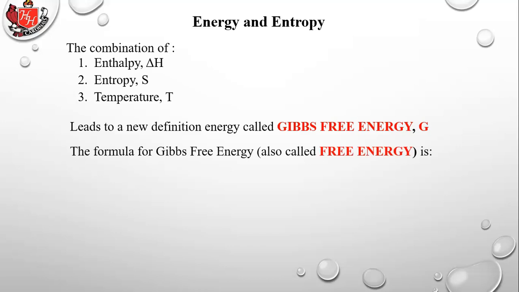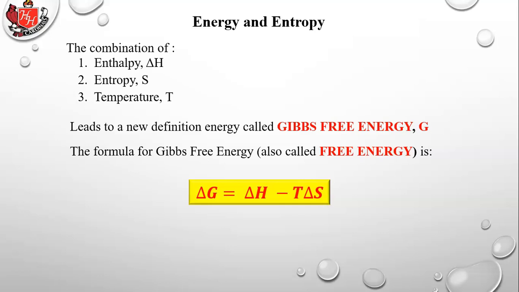The formula for Gibbs free energy, also called free energy, is delta G, that's change in free energy, equals delta H minus temperature times delta S. So enthalpy minus the temperature times the change in entropy.